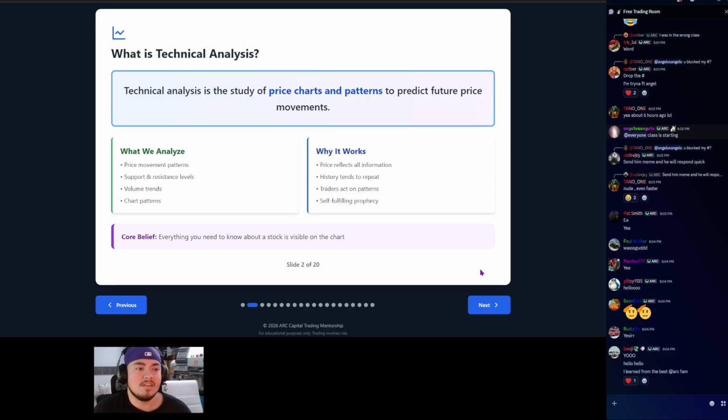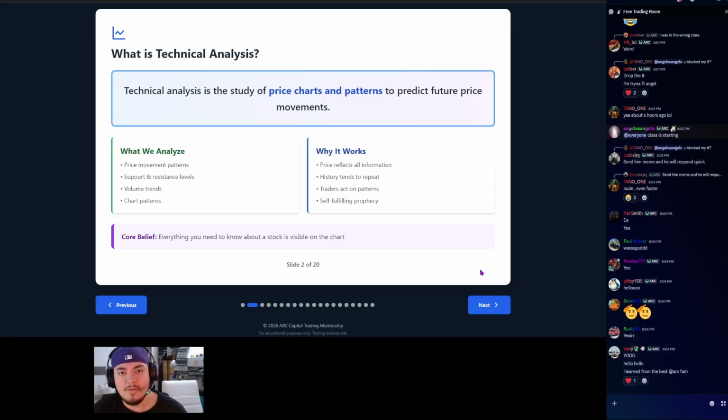Technical analysis is the study of price charts and patterns to predict future price movements. What we analyze: price movement patterns, support and resistance levels, volume trends, chart patterns. Why do they work? Price reflects all information, history tends to repeat, traders act on patterns, self-fulfilling prophecy.